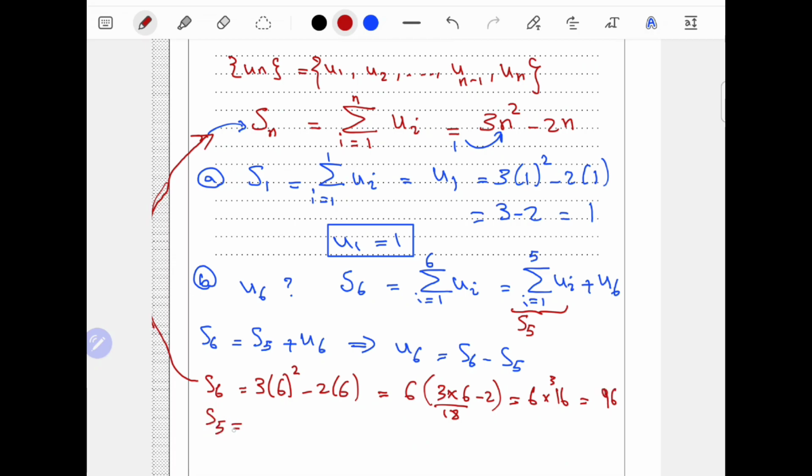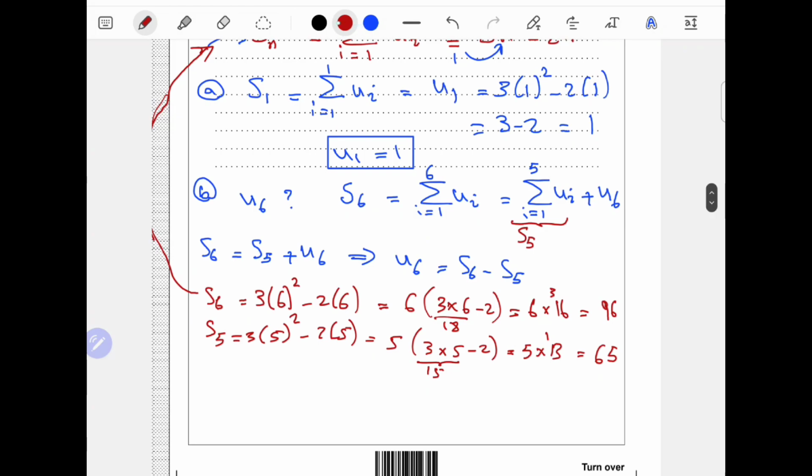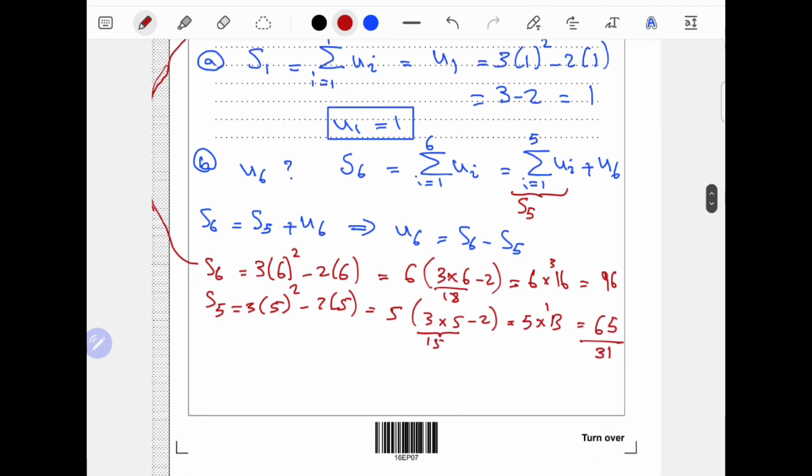And then I can find S5, which is 3 times 5 squared minus 2 times 5. Take 5 as a factor. This will be 5 times 3 times 5 minus 2. And this is just 15 minus 2, so it's 5 times 13, which is equal to 5 times 3 is 15, 5 times 1 is 5, plus 1 is 6, so 65. So subtract these values, that will be 31. So u6 is equal to 31.